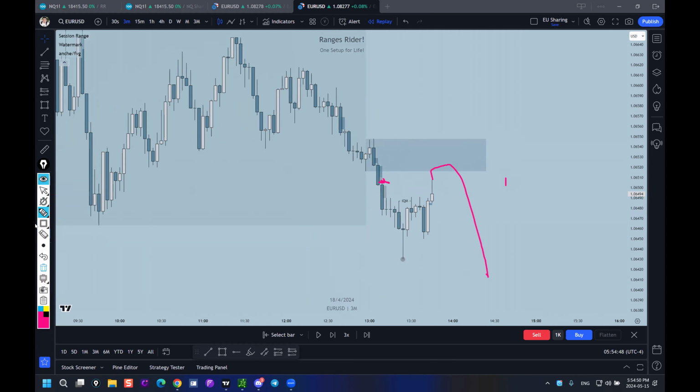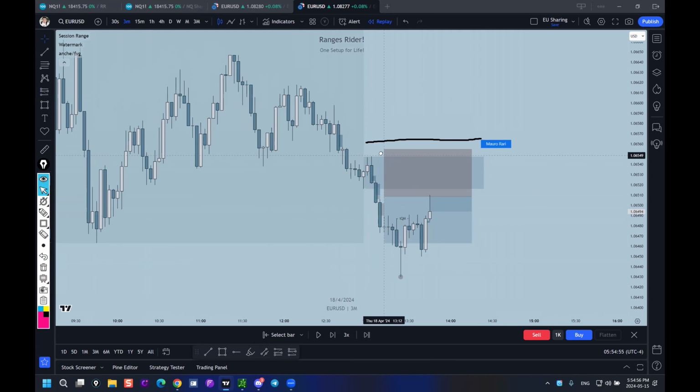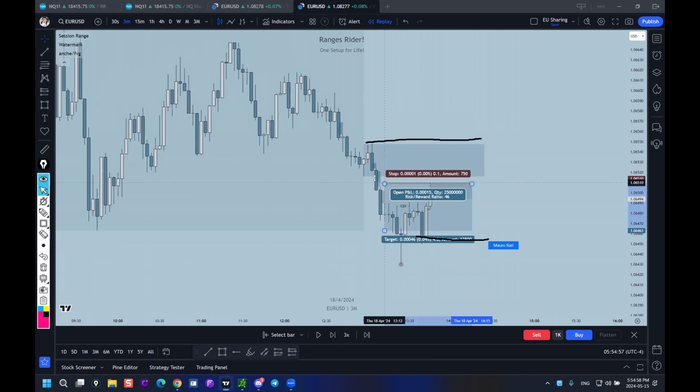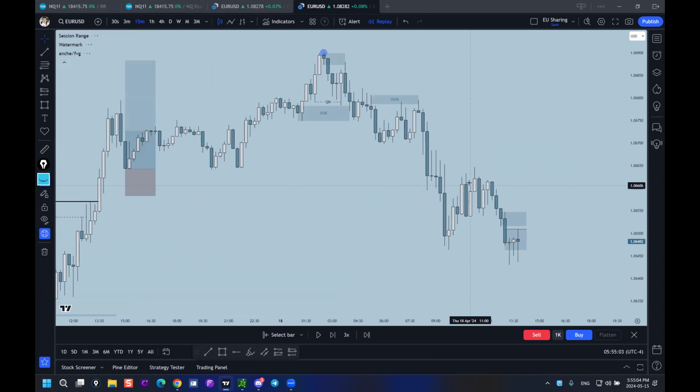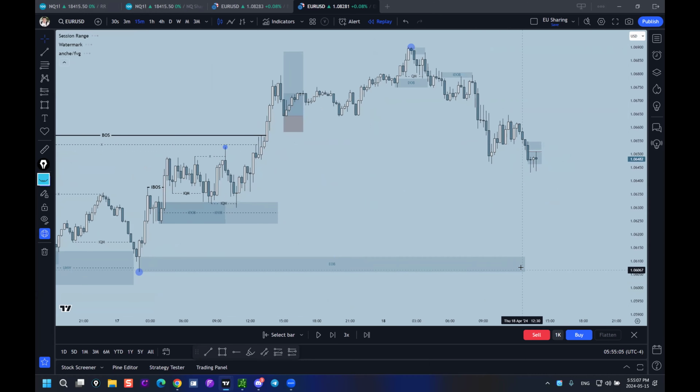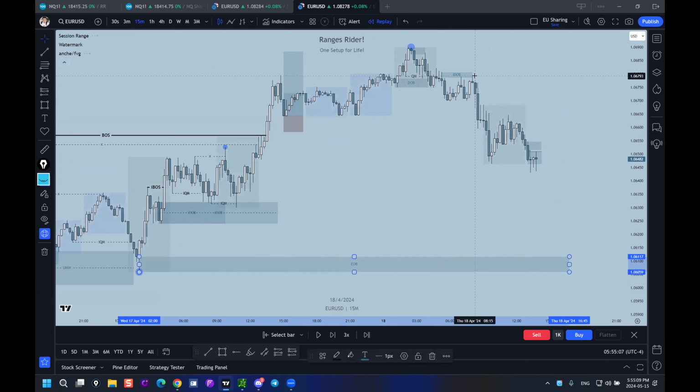You understand? This is how you need to make sense of it. If that one gets respected, I can look for longs here. But we are not looking for long. I told you that our objective is this one. We are all looking for short.